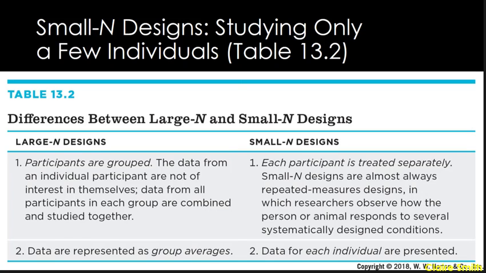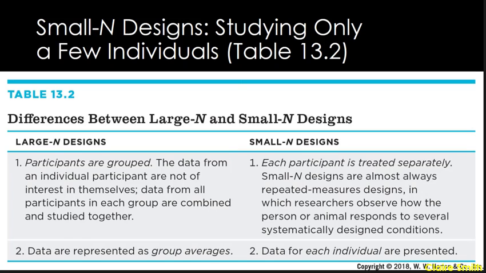So some things like case studies, where someone has a unique medical condition or has been through something, whatever going on, and they look at the individual and try to figure out things from them. Right, that's one person, but they're still gaining information and studying that information in that individual. So that's an example of a small n design. So main differences between large and small n designs are in this table here.